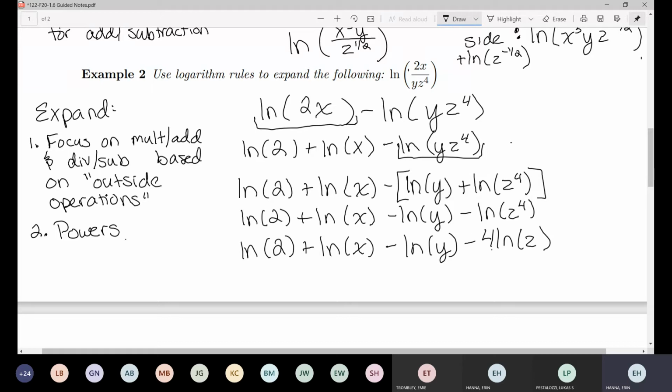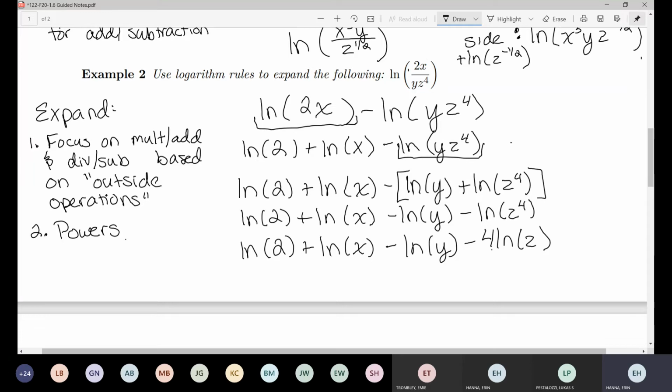So that's kind of how those rules are used. We can expand and condense things. The more important thing is, I'm going to take the next couple minutes. I know I'm starting to run low on time, but I want to get to the first 2 examples on this next page.